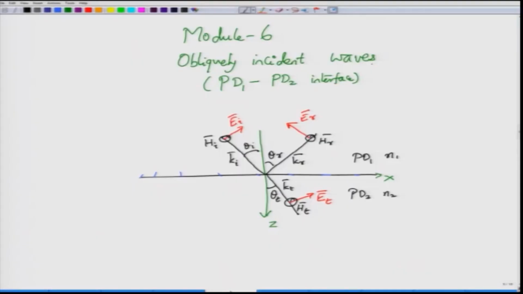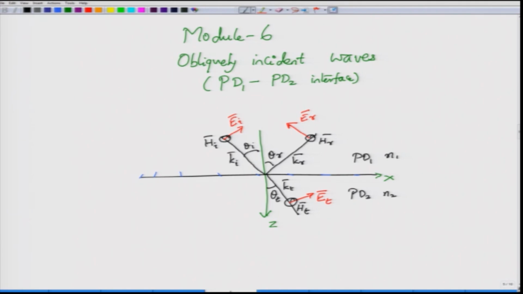In this module we continue the discussion of reflection, but not from a perfect electric conductor, but from a medium where the interface or the second medium is a perfect dielectric; the first medium is also a perfect dielectric. So, the situation is shown here. I am now considering what are called obliquely incident waves. Obliquely incident means that the incident light wave, which we are assuming to be a uniform plane wave, arrives at the second medium at an angle theta I.